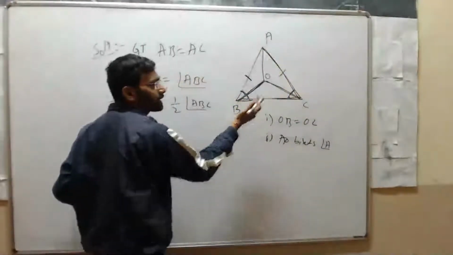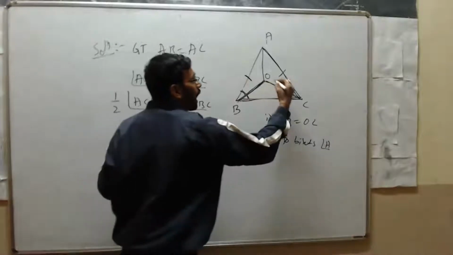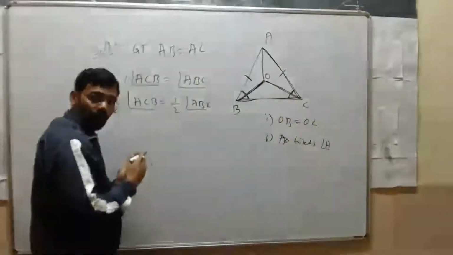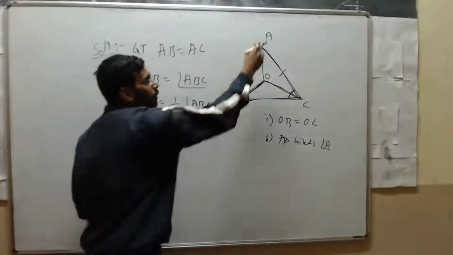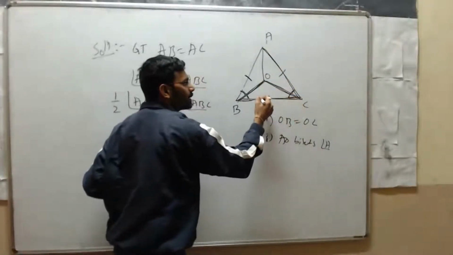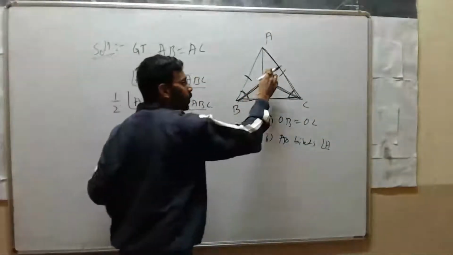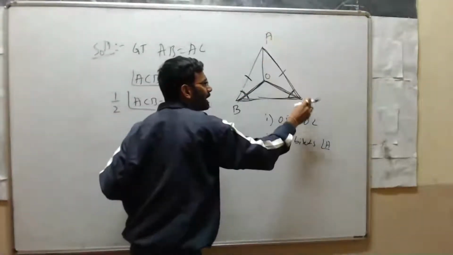Half of angle ACB. Half of angle ACB means what will happen? In this total angle ACB, what is the half part? The first part is OCB and the second part is ACO.